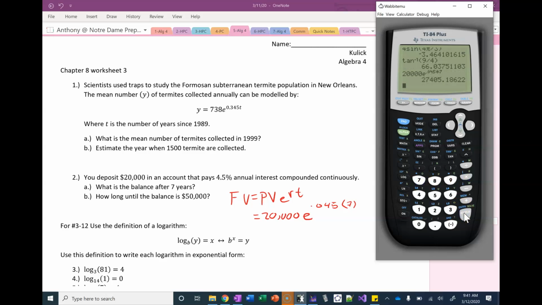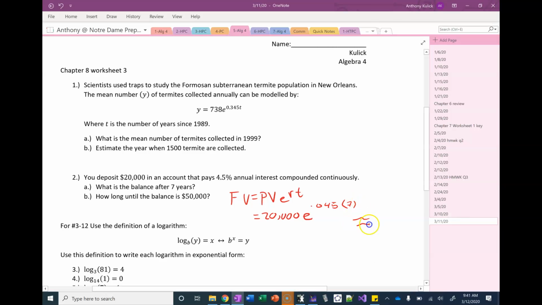So 27,405.19. So there's that. Okay there? Yes, less than interest to A, right? Yep. So B is the target.